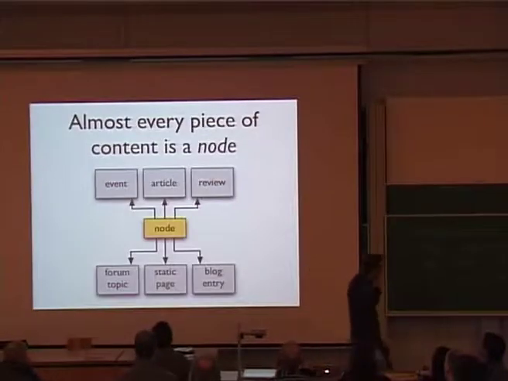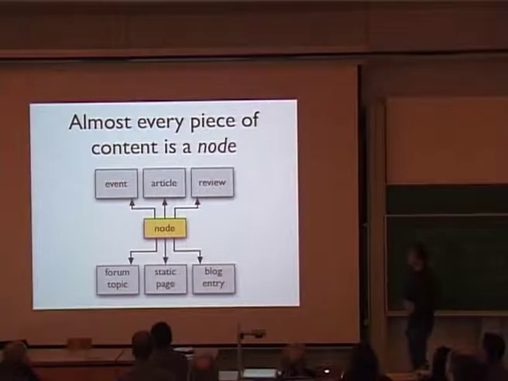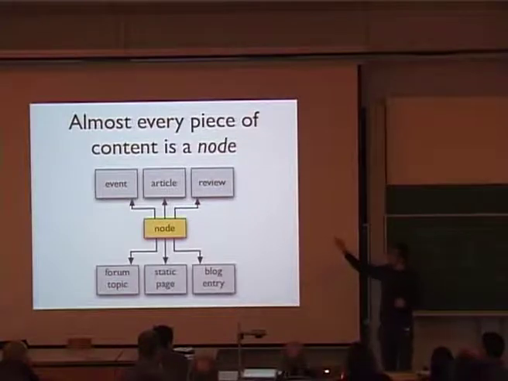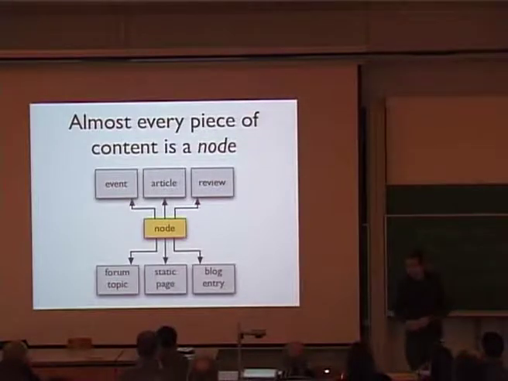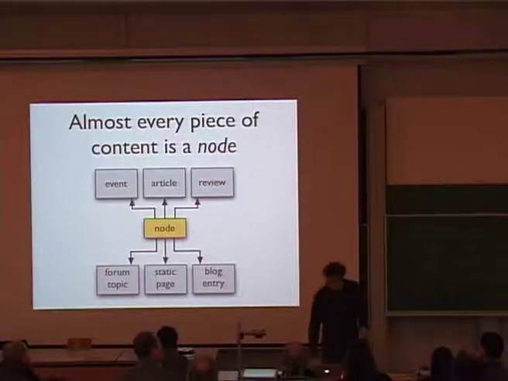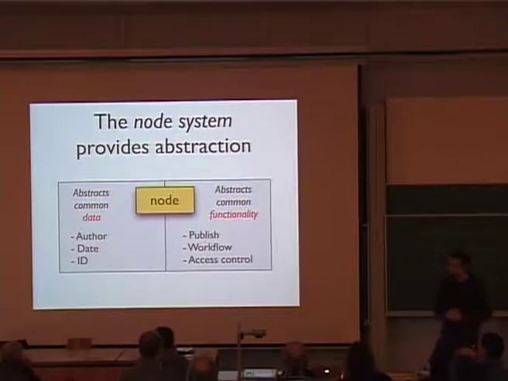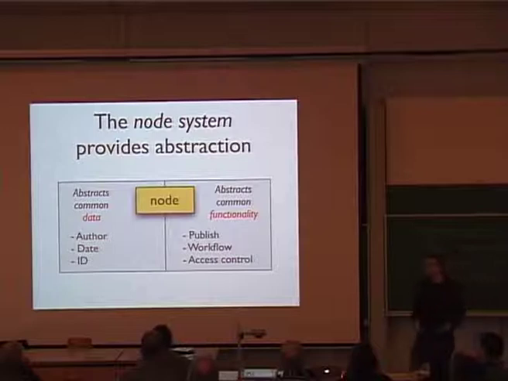Okay, so in Drupal, almost every piece of content is what we call a node. A node is really a base type from which all the other content types are derived, a little bit like in object-oriented programming, where you have events, articles, reviews, and they're all derived from the base node type. The node system, which deals with these nodes, provides abstraction, on the one hand, for the data. So every node has a number of common fields, like every piece of content in the system has an author, has a date, has an ID.